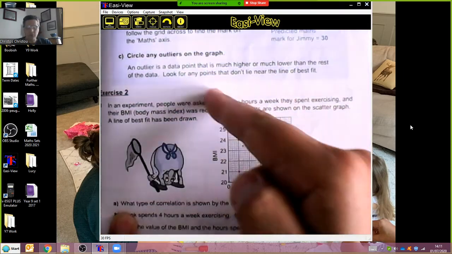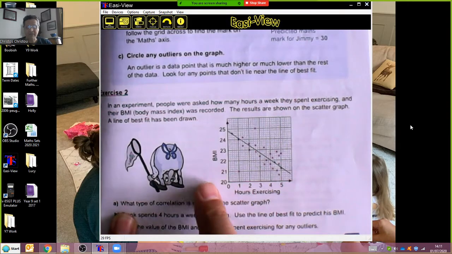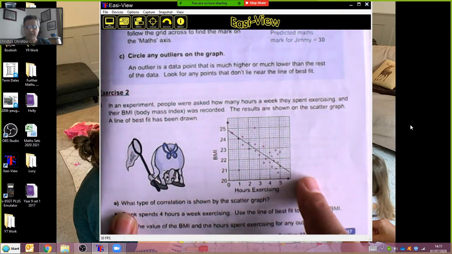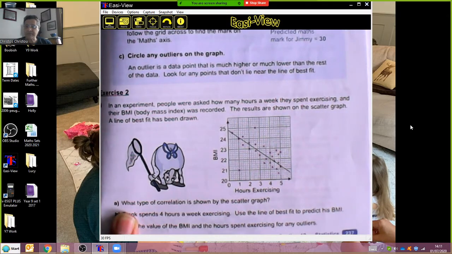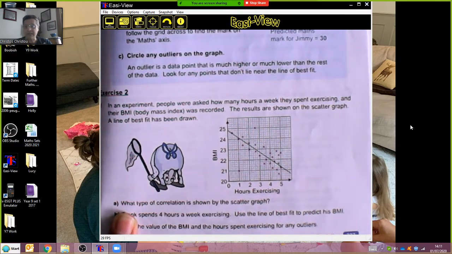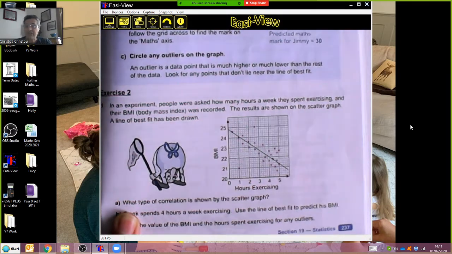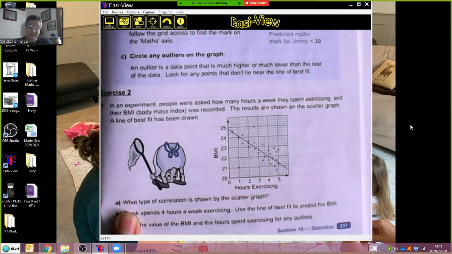What type of correlation is shown in the scatter diagram? Very simple. It goes down. The hours spent exercising increases whilst the BMI decreases. Probably because if you're spending more time exercising, the more mass you're losing. So your body mass index goes down. Yeah, that sounds sensible to me.